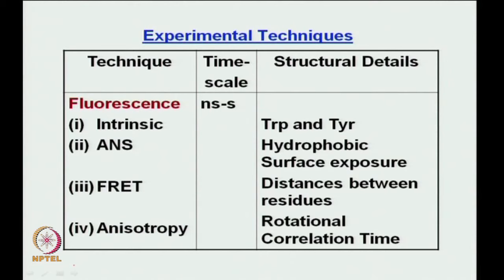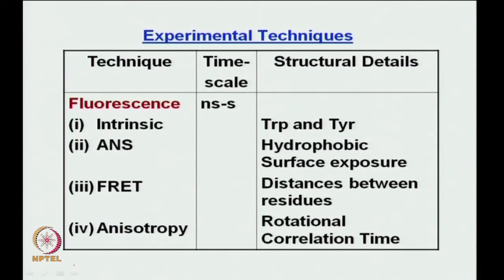Then ANS, I told you before that ANS is a certain dye called 1-anilino-8-naphthalene sulfonic acid. Now, this dye is commonly used to look at exposure of hydrophobic patches in proteins. Okay. So, you can also look at the change in fluorescence intensity of ANS to figure out what is going on as you change conditions.